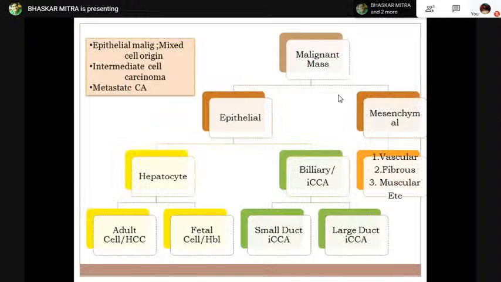So again, to summarize these malignant lesions, I will take the help of an algorithm. There is a malignant mass. Is it epithelial or mesenchymal? Mesenchymal ones are relatively easier. Go to those connective tissue tumors or soft tissue tumors like vascular, fibrous, and muscular. If epithelial, is it hepatocytic or biliary type? If it is hepatocytic, look at whether it looks like adult cells. If it is adult cells, we are dealing with probably hepatocellular carcinoma.